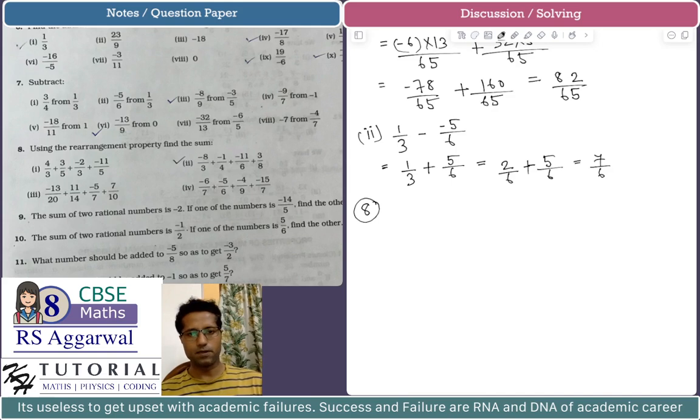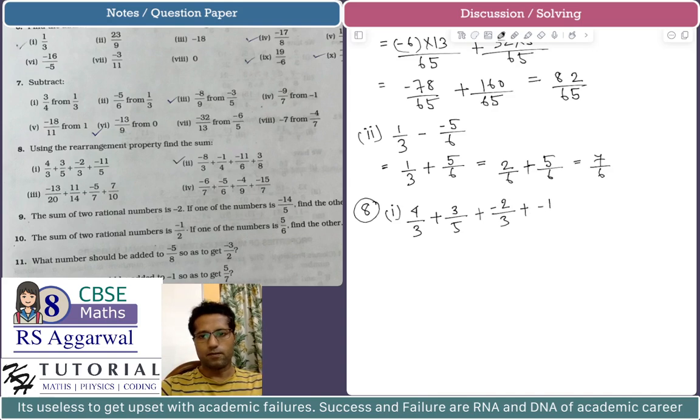Using the rearrangement property, find the sum. Now this kind of problem will be a little interesting. You have to wisely rearrange the terms so that the addition and subtraction becomes easy, based on which rational numbers have the same denominators and which have different denominators. Let me do the first one. So 4 by 3 plus, we have to simplify or evaluate this using suitable arrangement of rational numbers based on the properties of addition and subtraction.